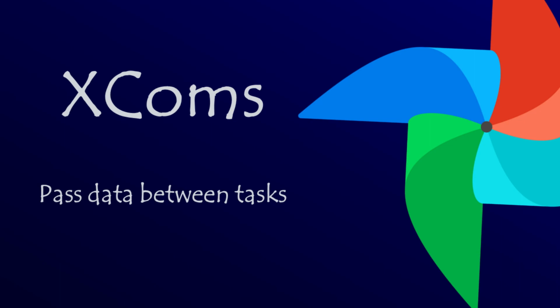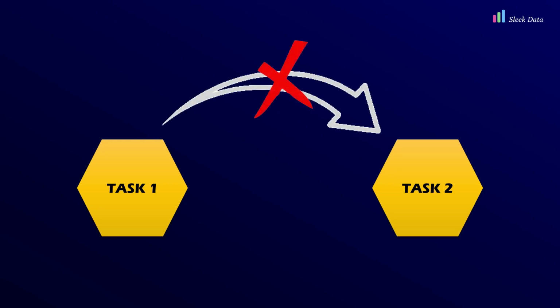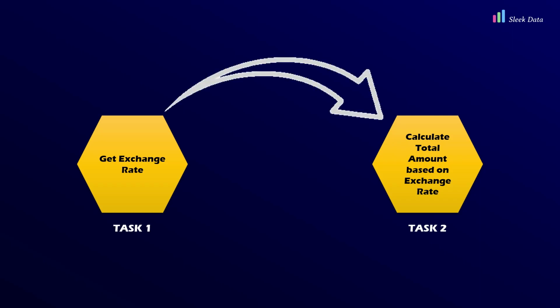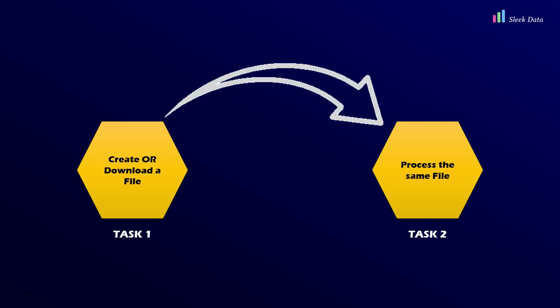Let's dive right in. By design, Airflow tasks are isolated, which means they cannot exchange data with each other at runtime. However, we frequently come across situations that require sharing data between tasks. For instance, you might need to extract a value from a table, and based on that value, perform something in the next task. Or you may need to create a file with a dynamic name, such as one with a timestamp, and process the same file in the next task.